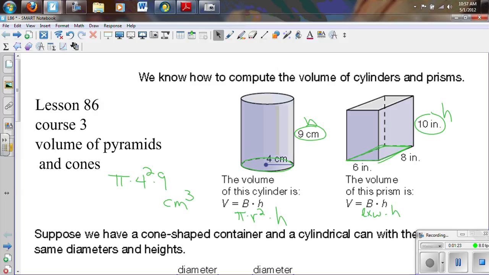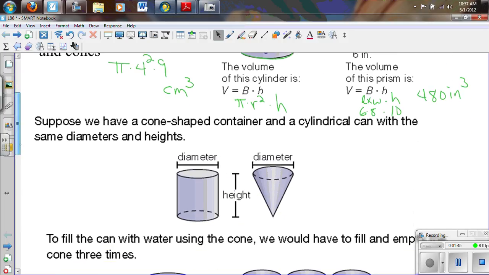And so we have 6 times 8 times 10. And 6 times 8 is 48, times 10 is 480 inches cubed. And so those are both volumes. Again, they have to be inches cubed because we're doing 3-dimensional. And this one I would just put in my calculator, this first one, and figure out how many centimeters cubed.